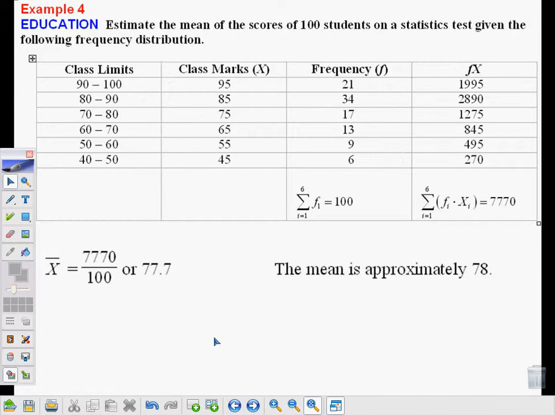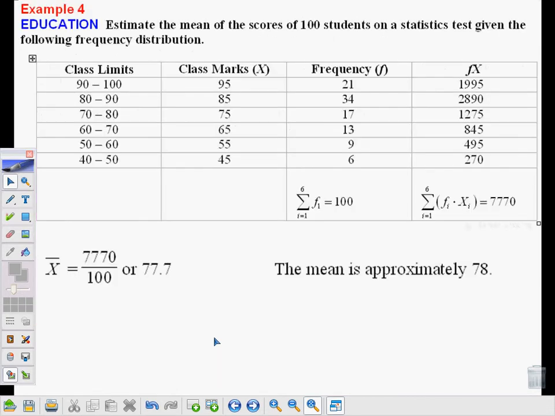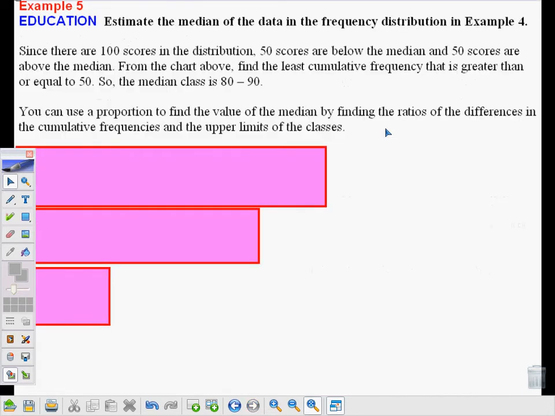Okay, now to move a little bit forward from there, I'm going to tell you right now, this next step gets a little bit hazy. It's a little tricky on how it happens, okay? But we can definitely work our way through it. We are going to estimate the median of the data in the frequency distribution table from this last one. So we're using this same table, but now instead of finding the mean, we're going to approximate the median, okay?